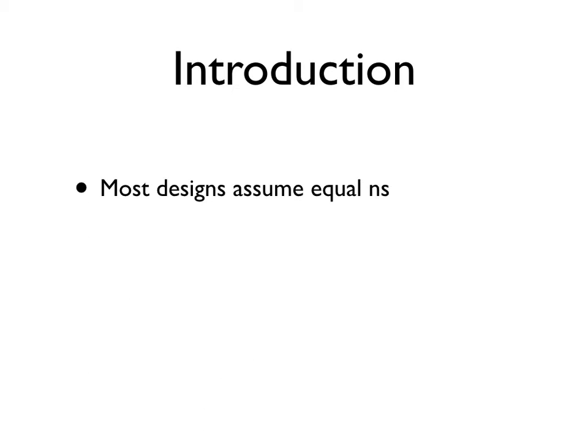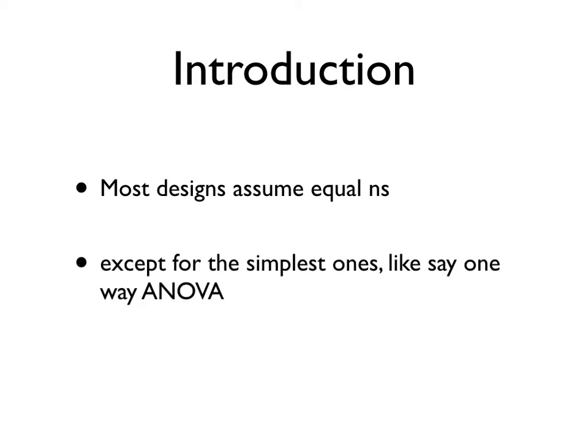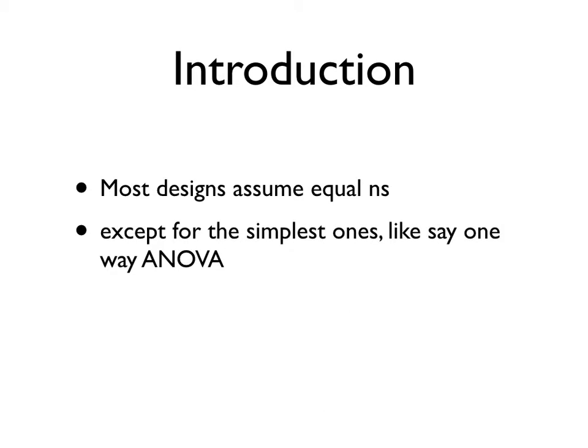Most designs assume equal ends. There's an assumption being made that I haven't even mentioned typically that just says the ends are equal. When we talk about breaking down a table and looking for main effects and interactions like we're doing here, I'm working with the assumption of equal ends in each group. Except for the very simplest ones, like this simple one-way analysis of variance, the first thing you talk about, the thing you learned in your first stats class.